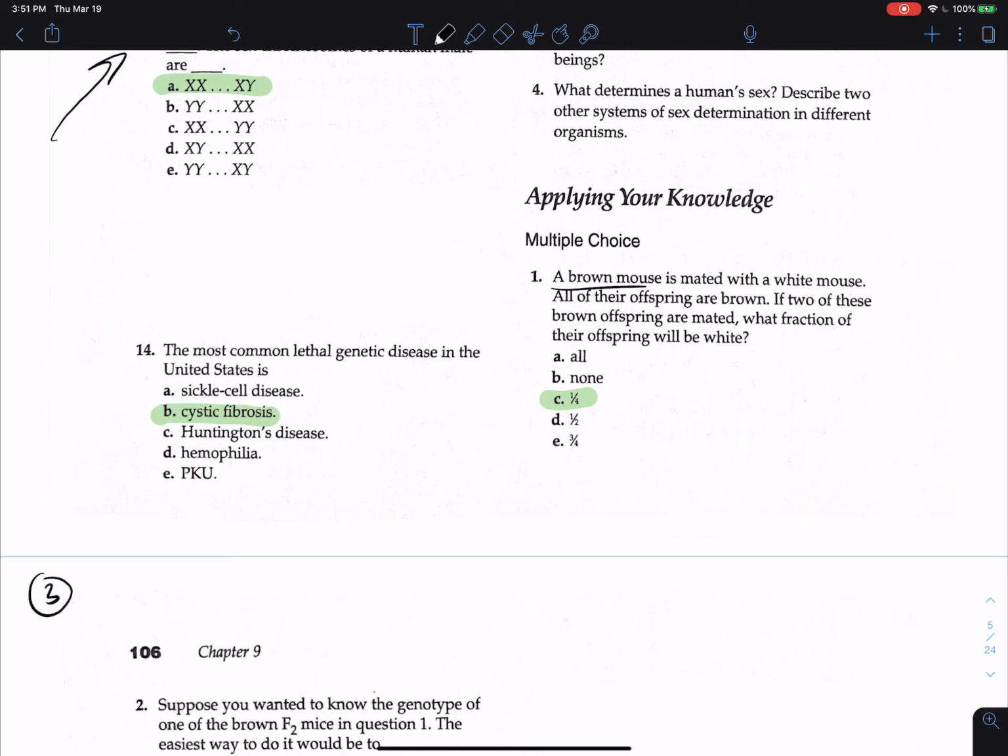Okay. Although I don't see why you couldn't assume that the brown mouse is homozygous dominant and therefore none. Yeah, we'll say none's also an accepted answer here. I don't see why the brown mouse would have to be heterozygous. It could be homozygous dominant, in which case it wouldn't have a recessive allele to pass down. So none of the offspring would be white. Yeah, I'm thinking about that too hard.